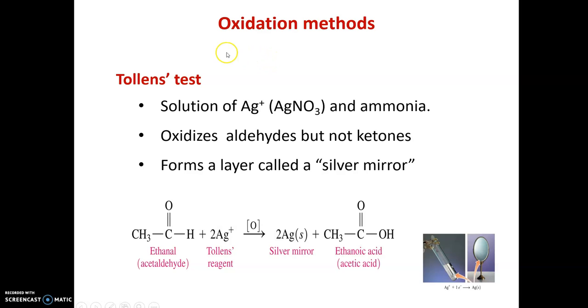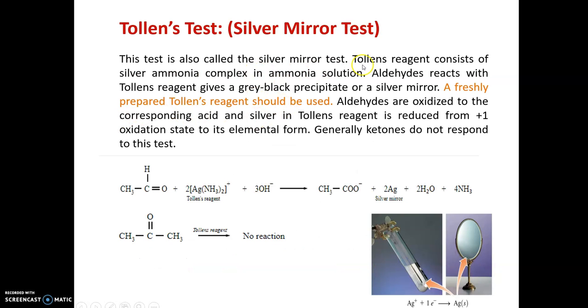Let us look at the various tests that are used for distinguishing aldehydes and ketones. The first test I am going to is the Tollens test. It contains ammoniacal silver nitrate. It oxidizes aldehydes but not ketones. Whenever we use Tollens reagent with aldehydes, we get a silver mirror, and this is the equation where an aldehyde in Tollens reagent gives the silver mirror and the corresponding carboxylic acid containing the same number of carbon atoms. Tollens reagent is an ammoniacal silver nitrate solution. You get a gray precipitate or a silver mirror, where the aldehydes are oxidized to the corresponding acid, and silver in Tollens reagent is reduced from the +1 oxidation state to its elemental state. So this is the test and these are the reactions.